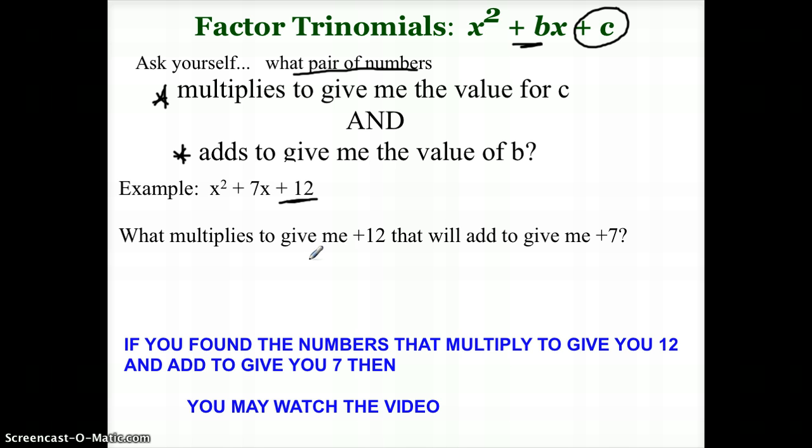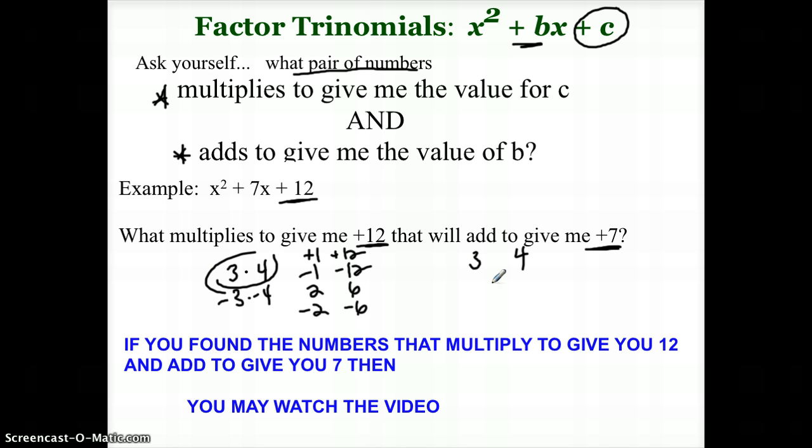Well, if you look at positive 12, you could do 1 times 12, negative 1 times negative 12, 2 times 6, or negative 2 times negative 6, 3 times 4, or negative 3 times negative 4. Those are all the pairs that multiply to give you 12. Which one of those add to give me 7? 3 and 4. Which means 3 and 4 would be our numbers. We would write that as x plus 3 times x plus 4.